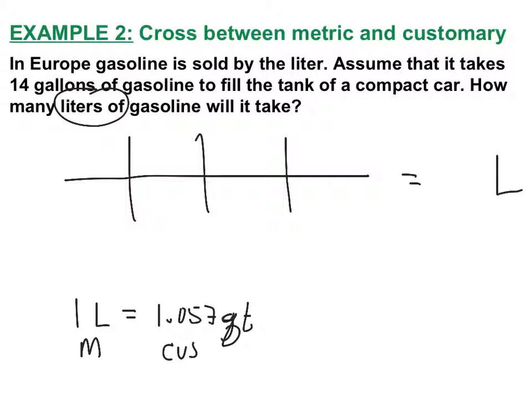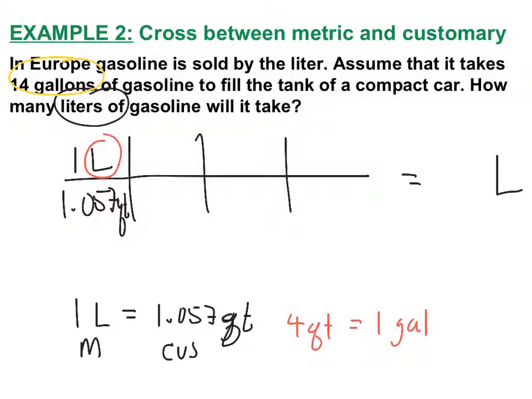I'm starting with gallons, which is customary, but I need to go to liters. So since I know I want liters in the end, I'm going to start with liters in the beginning. So 1 liter is equal to 1.057 quarts. I want the liters in the end, so I'm going to hold on to that. I can look at my conversion sheet and I can see that 4 quarts is equal to 1 gallon. I'm getting all these from that yellow conversion sheet.